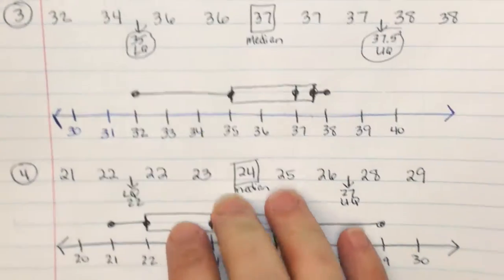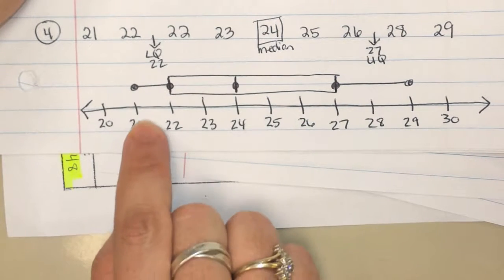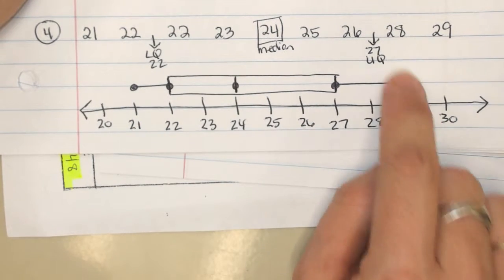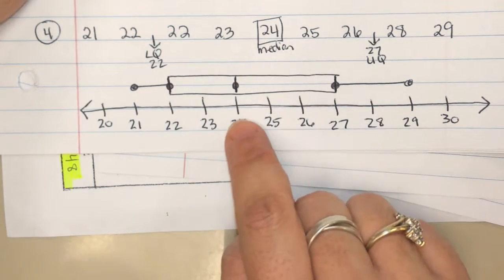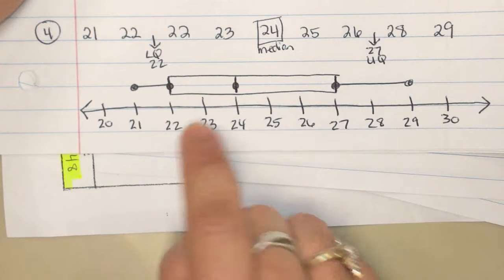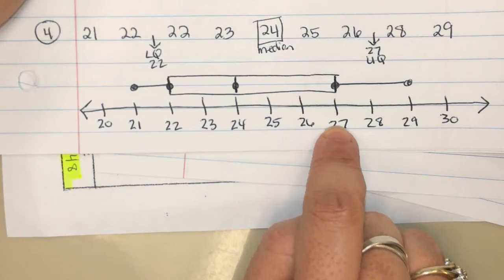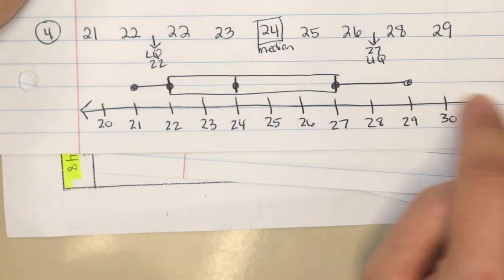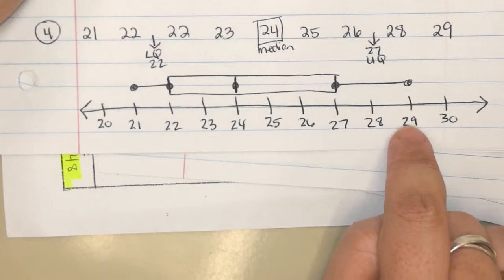Number 4. So kind of looking at number 4 here. We got lowest number was 21. Highest was 29. Median 24. And then LQ 22. UQ 27. Be very careful that these whiskers don't just shoot off the end of your picture. They have a stopping point. They have an exact number.